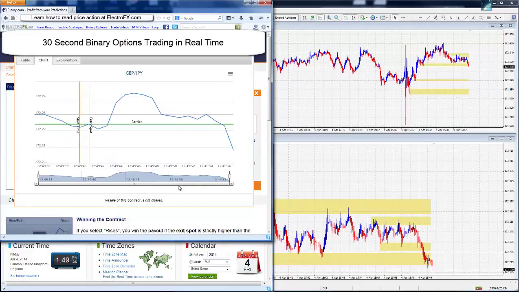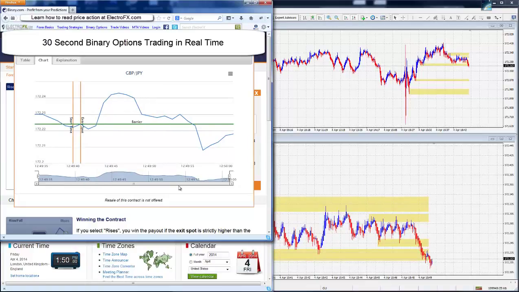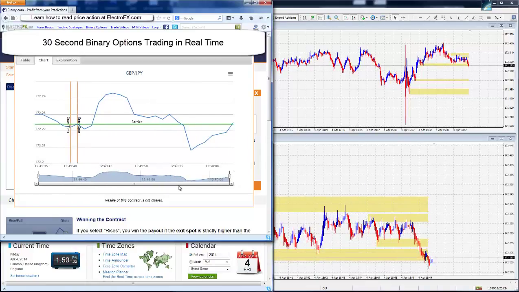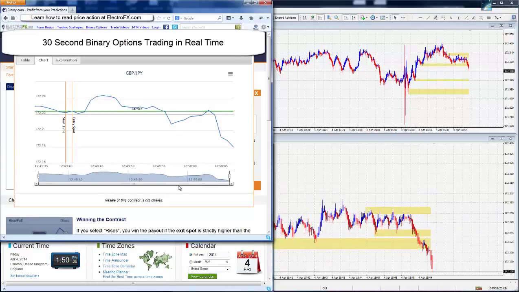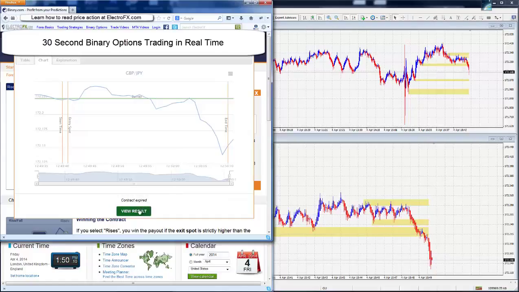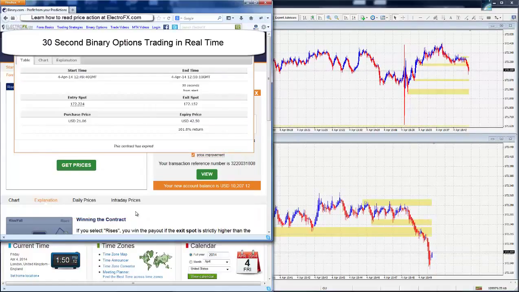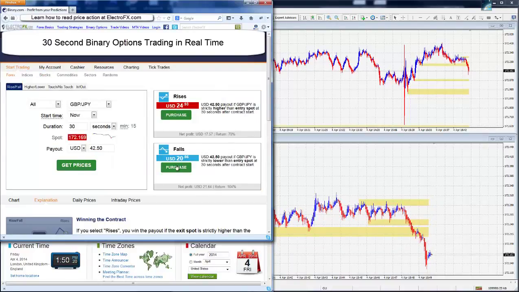We've just had the NFP, which is one of the largest news releases of the month, so the market's moving a lot faster than it usually does. This one seems to have gone well, so that's a win. If I view the result here, you'll see 101.8% return, and this particular binary options broker is the only one I've seen that offers such returns.